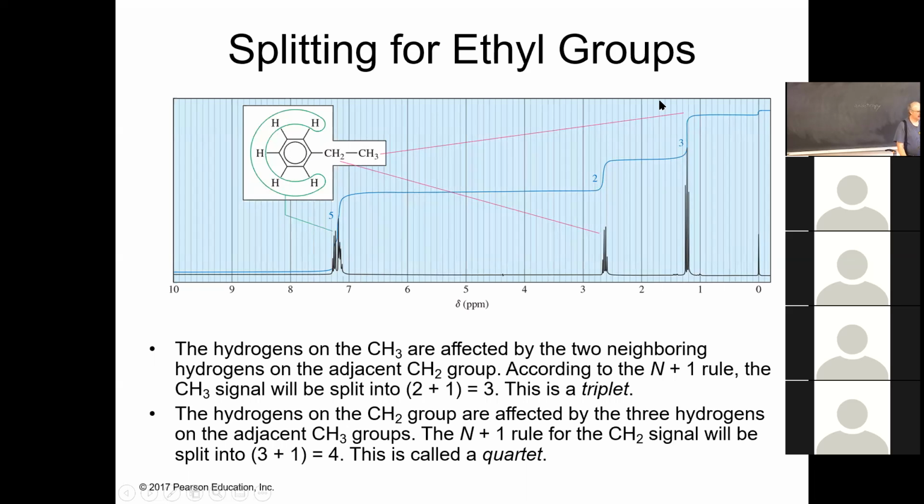I don't know how well you can see it, but there are some light blue numbers. These are the integrals, and they correspond to the relative number of hydrogens in that group. So 5 hydrogens for the benzene, 2 for the CH2, and then 3 for the CH3.